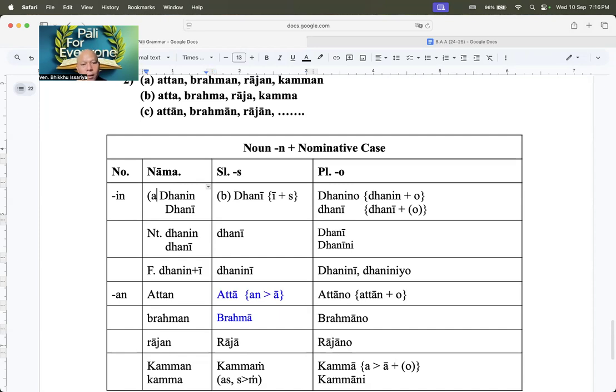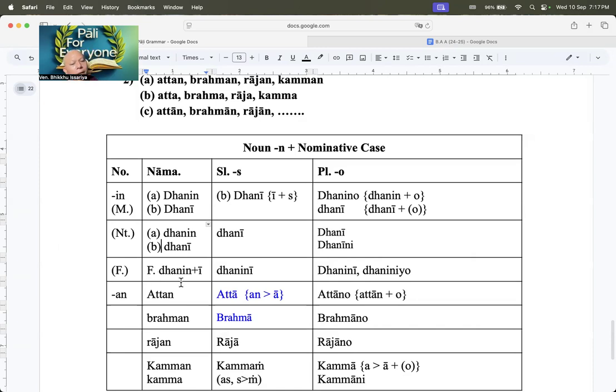Okay, this one is A. This one is B. For masculine, for neuter, for feminine. So in this way, okay.